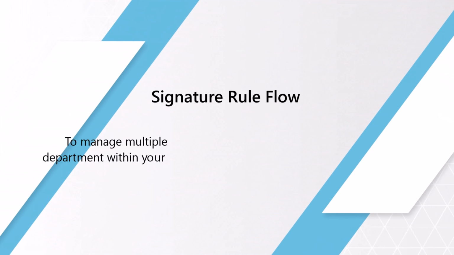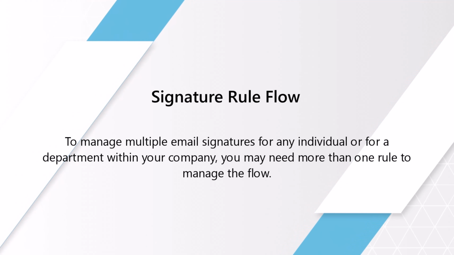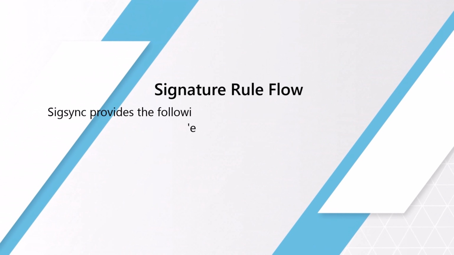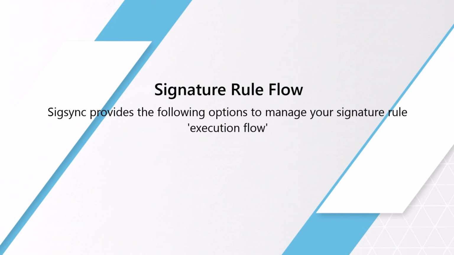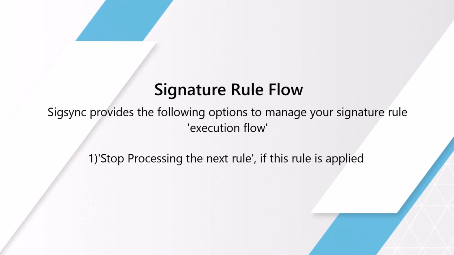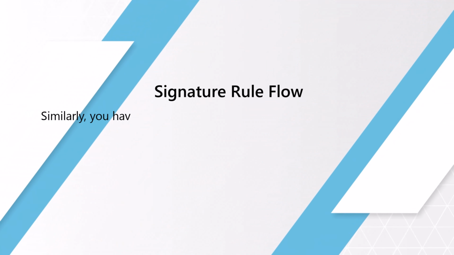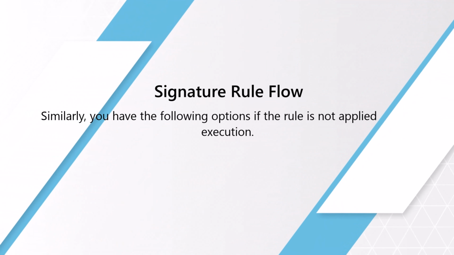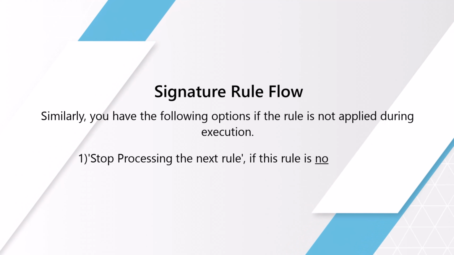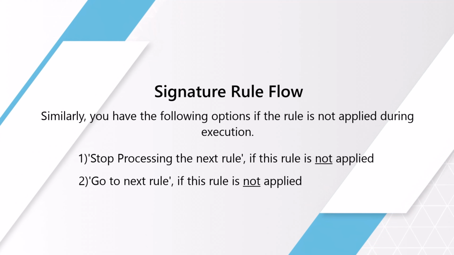To manage multiple email signatures for any individual or for a department within your company, you may need more than one rule to manage the flow. Sigsync provides the following options to manage your signature rule execution flow. Stop processing the next rule if this rule is applied. Go to next rule if this rule is applied. Similarly, you have the following options if the rule is not applied during execution. Stop processing the next rule if this rule is not applied. Go to next rule if this rule is not applied.